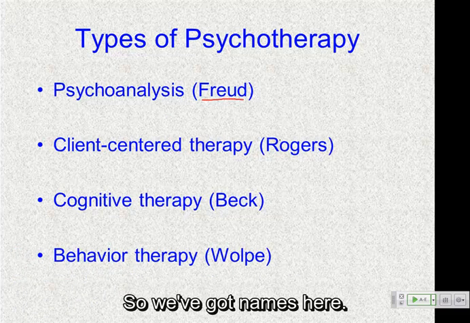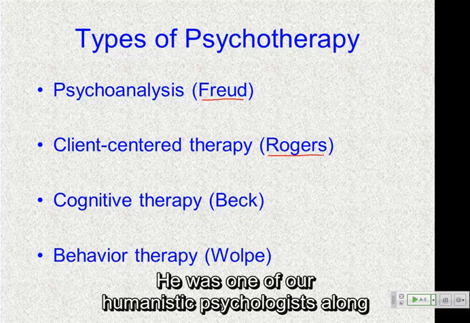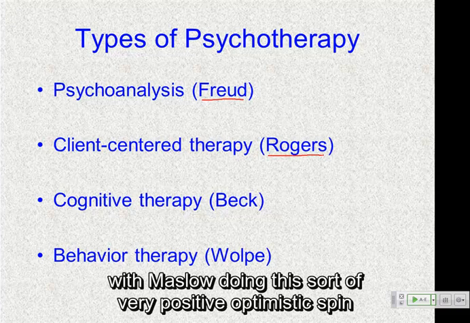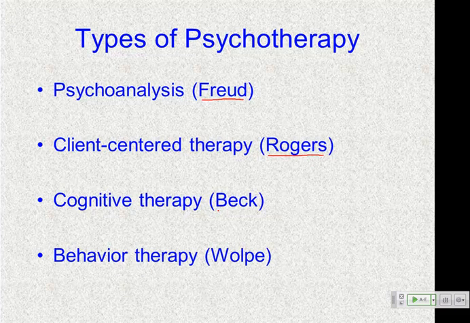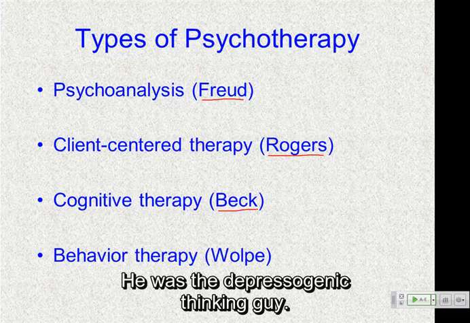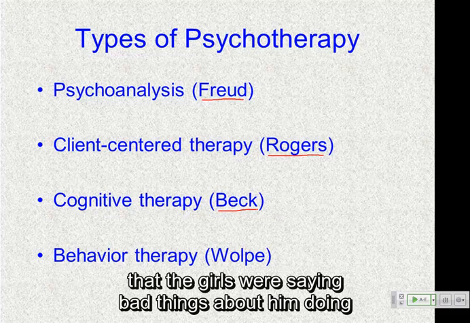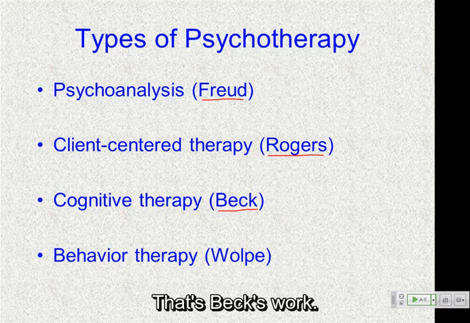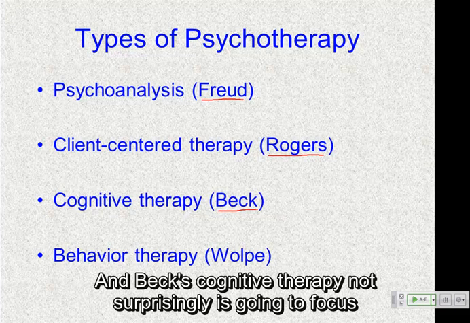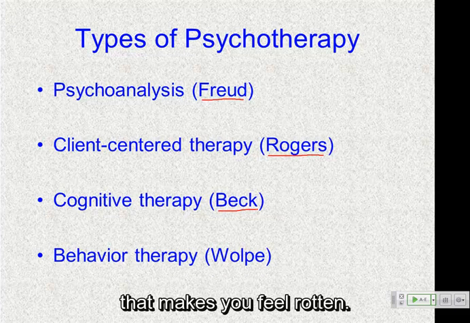So this overview slide is intended to let you sort of remember, when you go back in your notes, the big idea. So we've got names here. Freud is psychoanalytic. Rogers does client-centered therapy. He was one of our humanistic psychologists, along with Maslow, doing this sort of very positive, optimistic spin on what makes people tick. Aaron Beck, we mentioned last week when we talked about what causes depression. He was the depressogenic thinking guy. Remember Charlie Brown, assuming that the girls were saying bad things about him, doing that mind-reading thing? That's Beck's work. And Beck's cognitive therapy, not surprisingly, is going to focus on trying to get you to change thinking that makes you feel rotten.